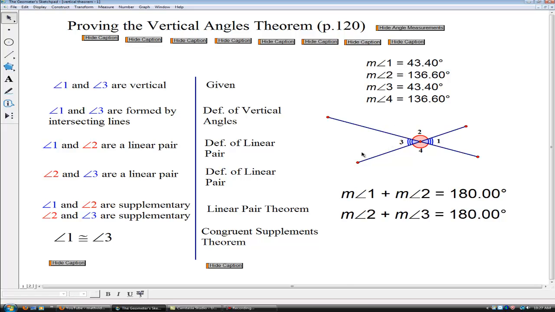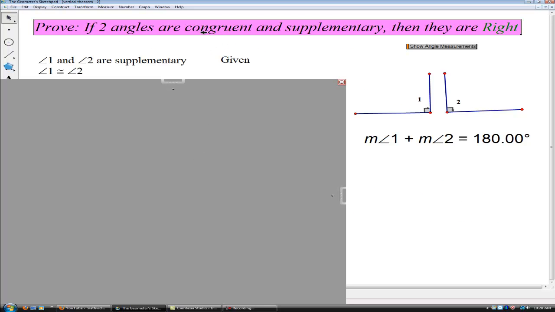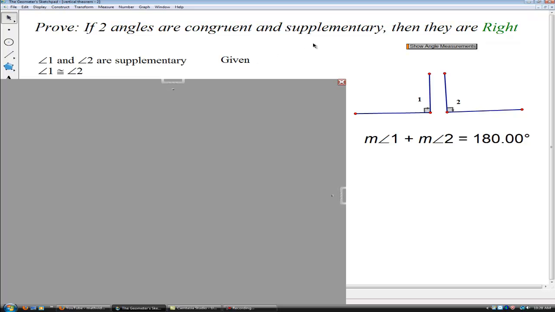Alright, for this proof I'm using a little shade here. I'll be uncovering the steps as I go. Our goal is to prove if two angles are congruent and supplementary, then they are right angles. Here's our picture. We have 1 plus 2 equals 180, and I did use a reflection to construct these so they are congruent. Our last step will be to show that they are both 90, so let's get started.